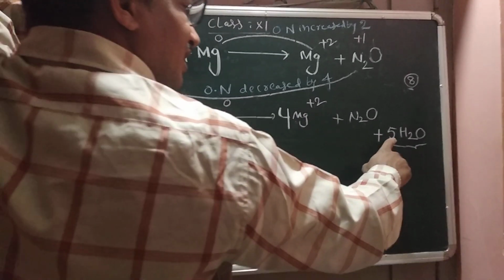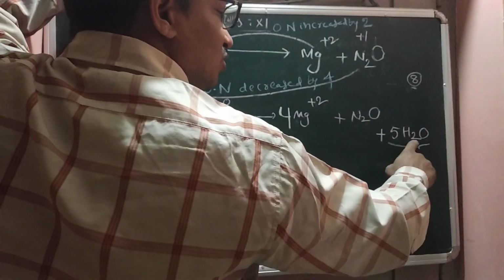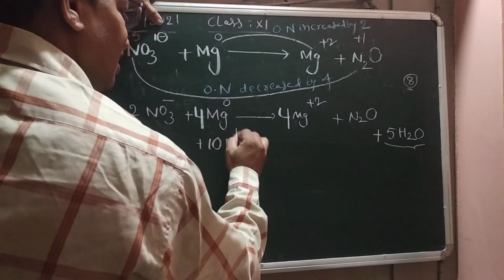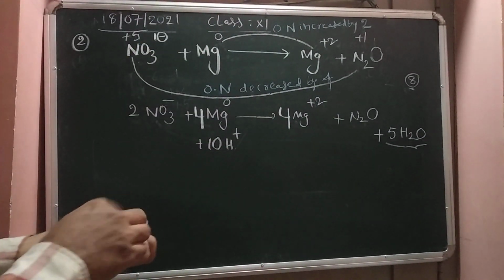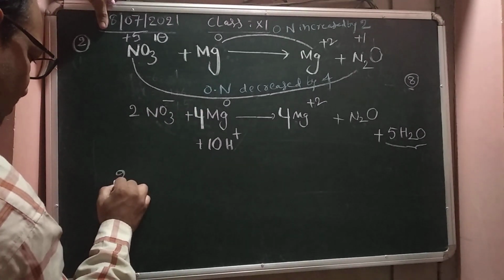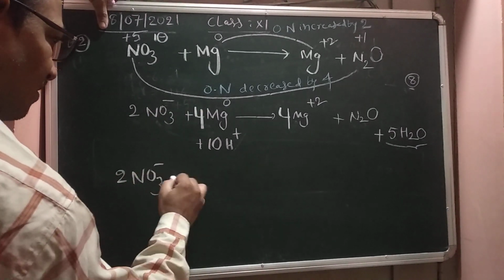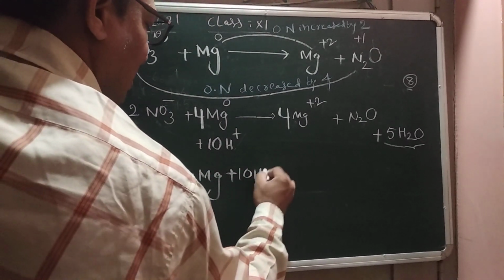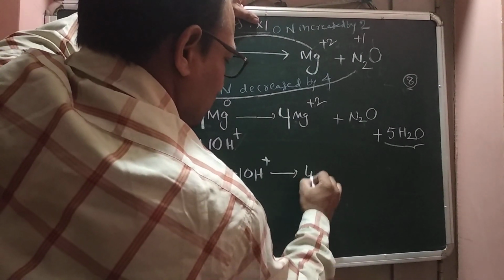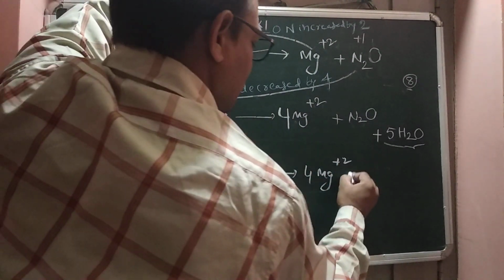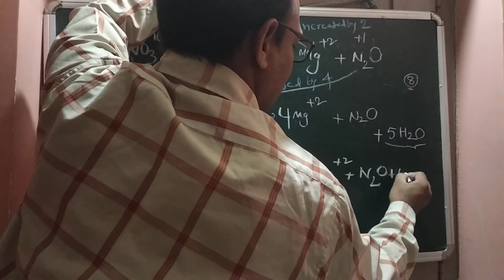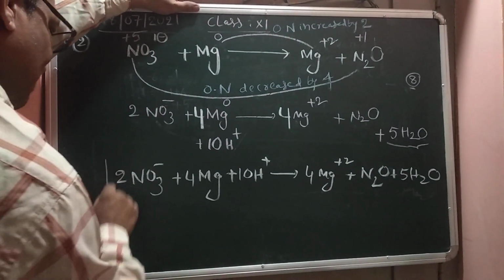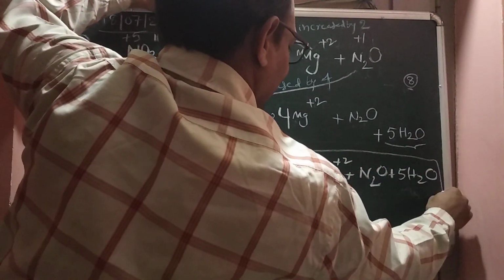Next, here hydrogens are extra this side. 5 H2, this side no hydrogen. So I will add 10 H plus. See, the total equation is balanced. I will write the complete equation: 2 NO3 minus plus 4 Mg plus 10 H plus gives 4 Mg plus 2 plus N2O plus 5 H2O. This is the balanced chemical equation.